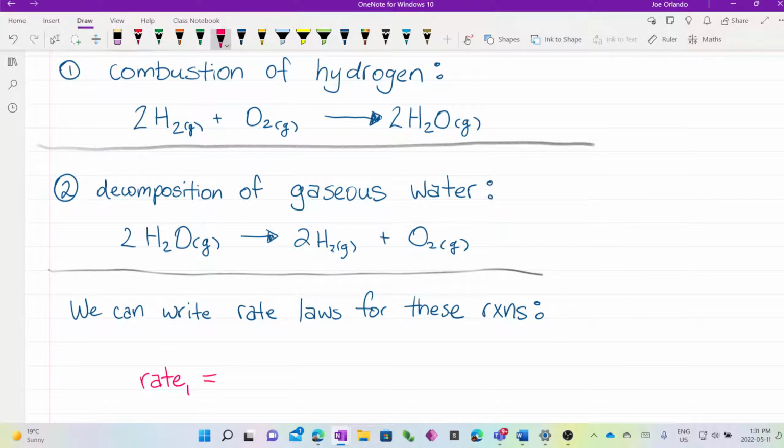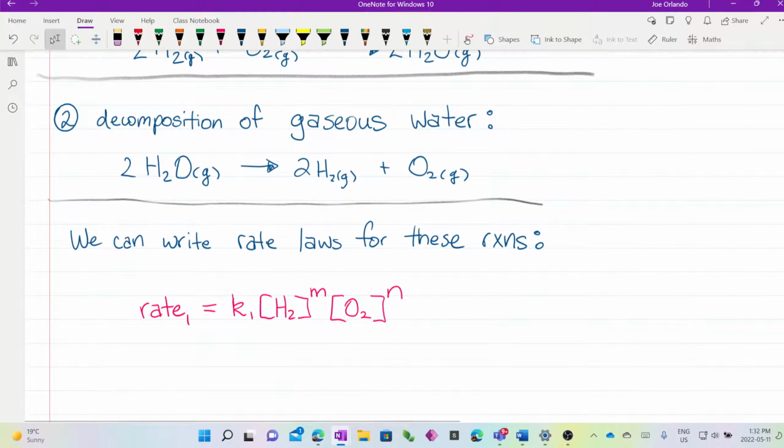Rate equals K times, and I'm going to call it K1 because we're going to end up with a couple Ks. So I'm going to say the first rate is equal to K1 times [H2], and we don't know the order, to some exponent, times [O2] to some exponent. Very good. And what would the rate of the second reaction be?